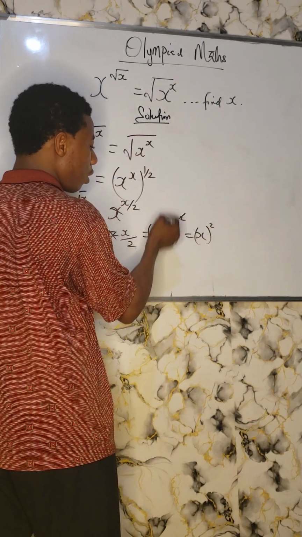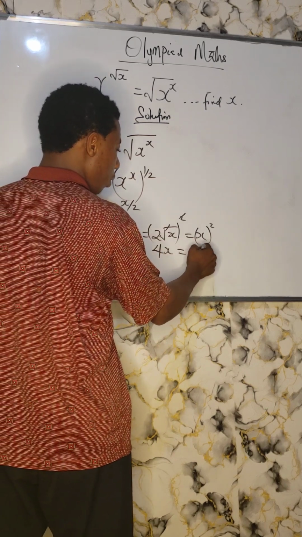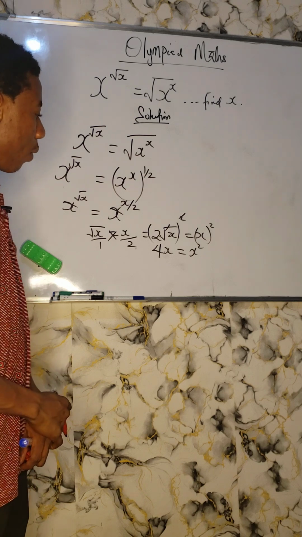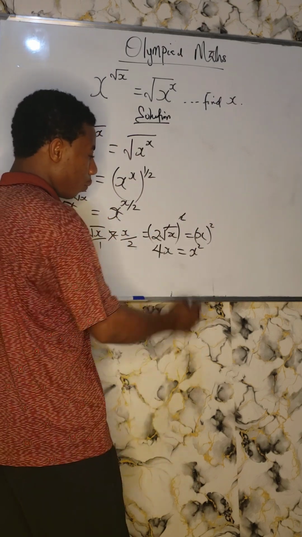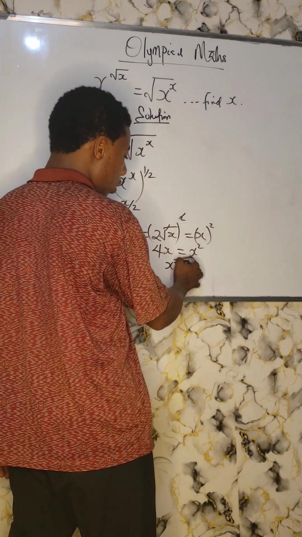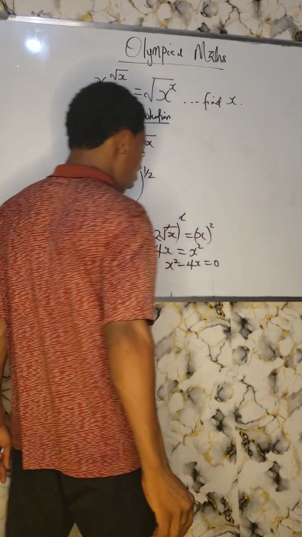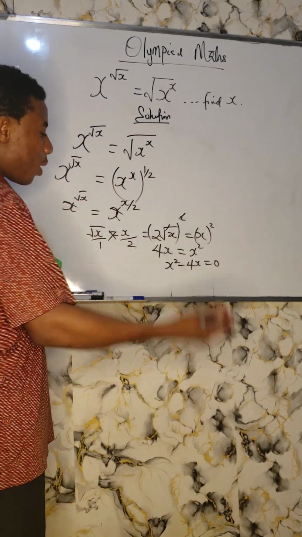This square here will cancel this, and this square will affect this too. That's going to be 4x equals x squared. So what we have to do now is take this guy to this side and equate it to 0. So we have here x squared minus 4x equals 0. And something is common here. This is a quadratic equation now. Something is common, let's factorize it.